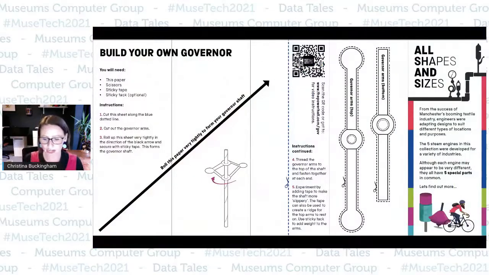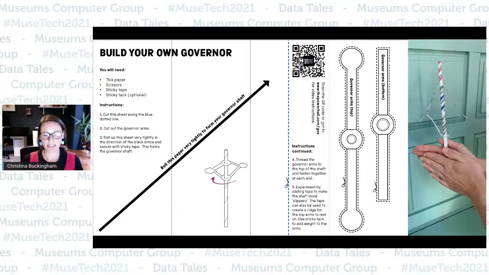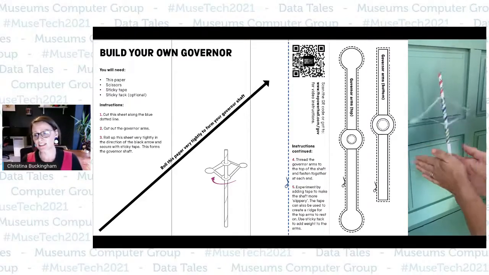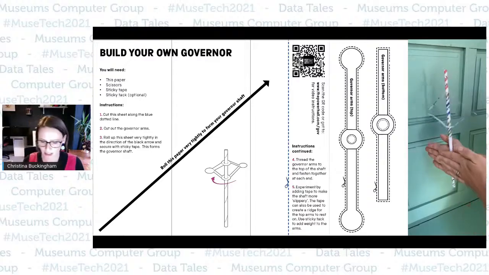On the other side of the trail, we designed a build your own governor activity. The governor is quite a strange and intriguing part of the engine. It spins around and helps to control the flow of steam. So we thought this was a really nice thing to excite and engage visitors. Again, they can scan the QR code and up will pop a video telling you a bit more about a governor and how to actually make the governor toy, as it were. So that's one I made earlier.